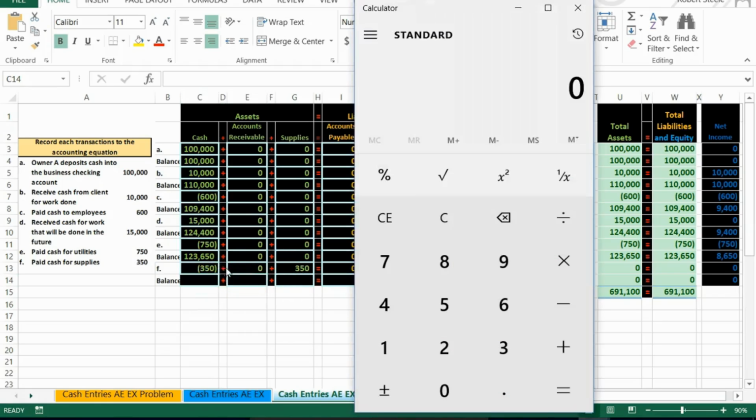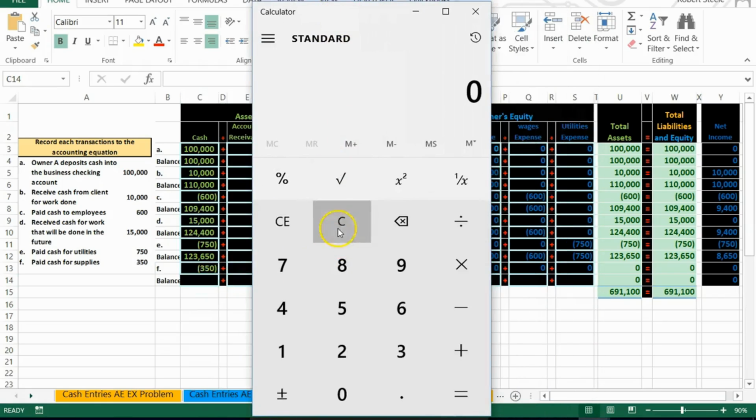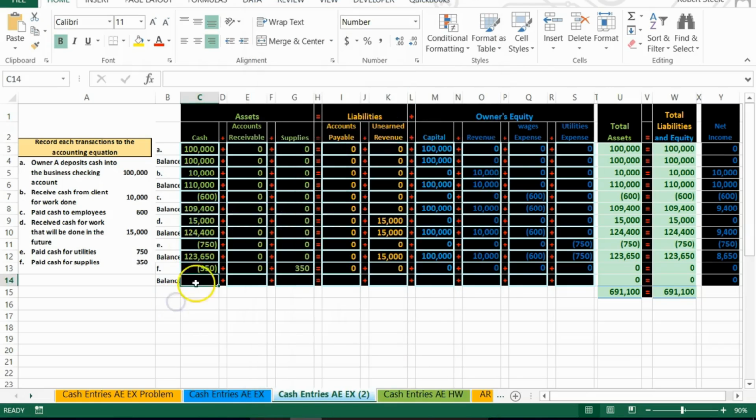So once again, if we looked at our calculator for cash, we know that it would be 123,650 minus 350. We know it's going to go down. So if we put our cursor in cell C14, equals this, and remember you want to say plus this because it's plus a negative, and enter. If you're confused on that, you can ask, did it subtract or did it add? It subtracted. We went the right way.